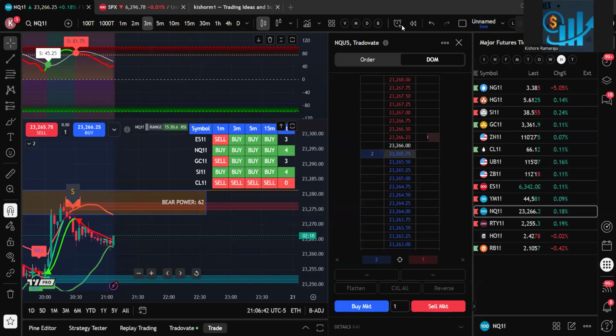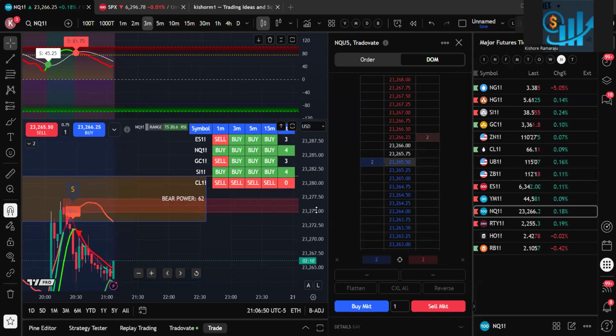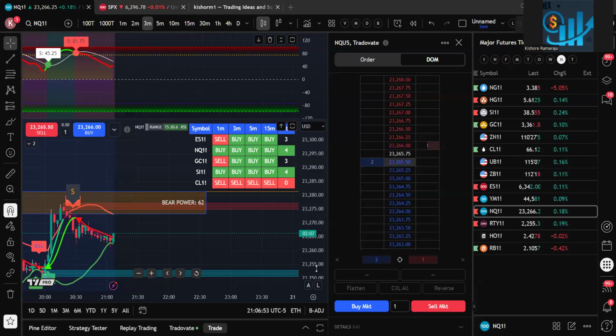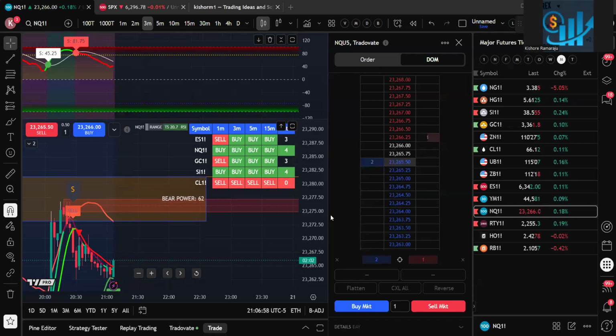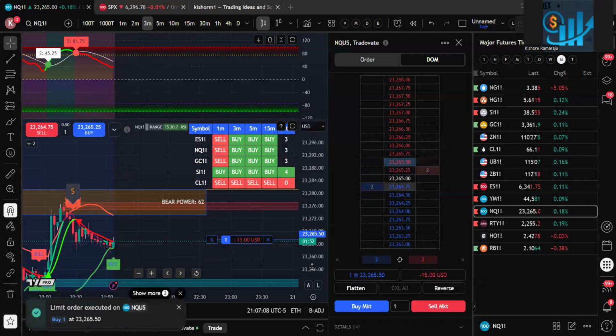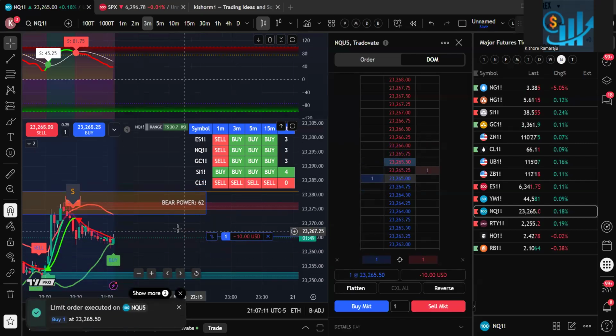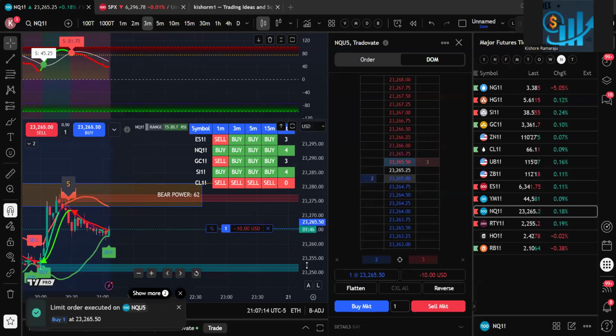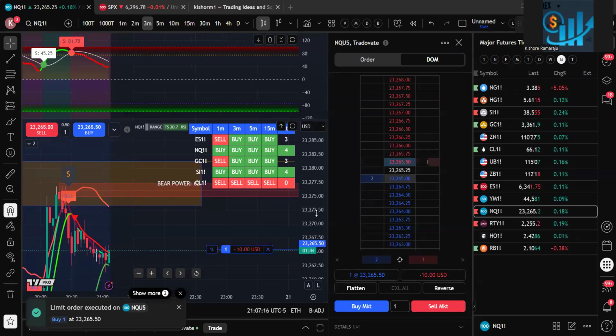So I hope the strategy is clear for everyone. Most probably we'll get a buy signal now on NQ. We can take a long position. I took a long on NQ. So we have a long on GC and we have a long on NQ now.